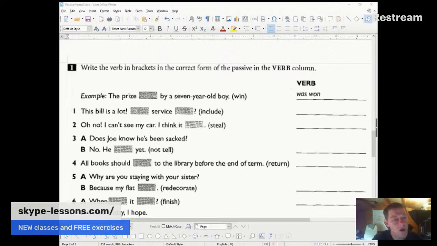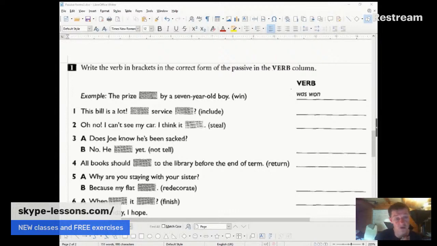So number 2, oh no, I can't see my car. I think it... Now, with this, oh no, I can't see my car right now, this means that we must use a tense which refers to the past, but with a present result. And there's only one tense that does this, and it's present perfect. We really need present perfect in number 2. It can't be past simple.